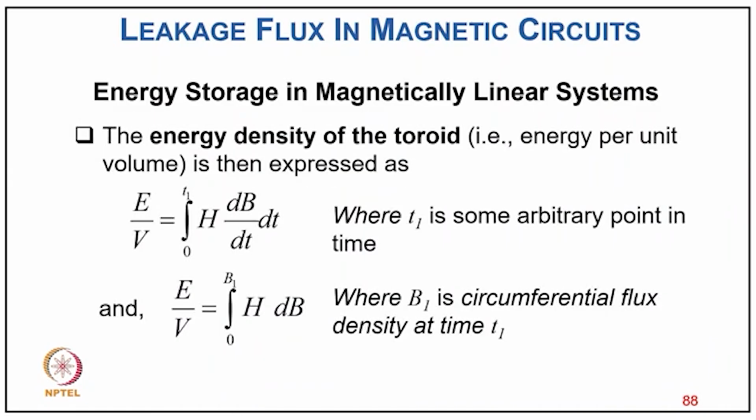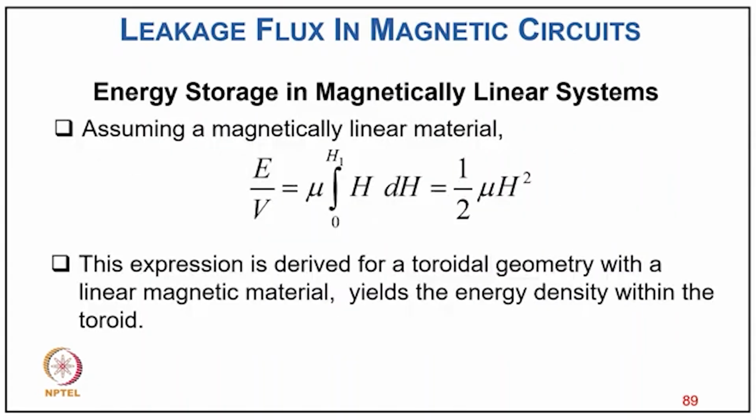So coming to the energy density of the toroid, that is energy per unit volume, it is expressed as E divided by V, the integral from 0 to t1 of H dB/dt dt, where t1 is an arbitrary point in time, and E/V equals the integral from 0 to B1 of H dB, where B1 is the circumferential flux density at time t1. So assuming a linear magnetic material, E/V, the energy stored per volume, is the integral of mu0 H dH, and that becomes the energy density half mu H squared.